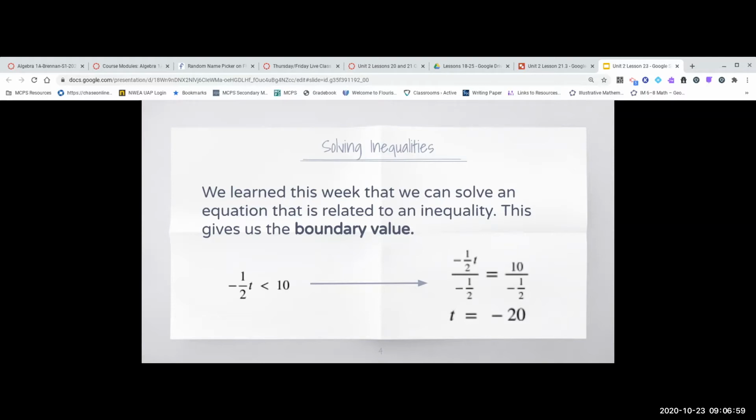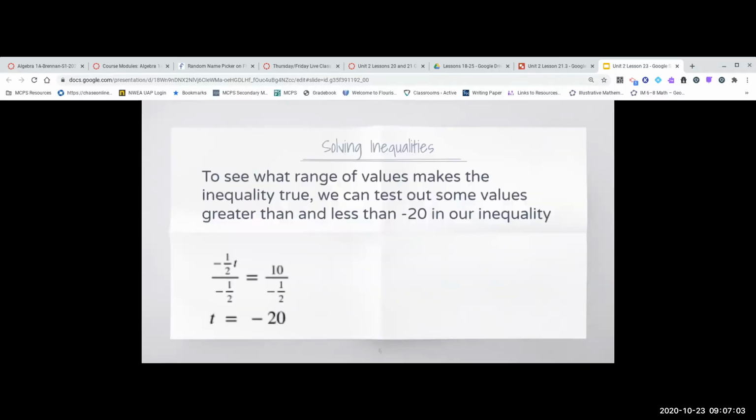So then what we did, we looked at that test-it-out strategy, right? To see what the range of values is that makes the inequality true, we decided we're going to test out some values that were greater than or less than -20. So here's me choosing -6. That's bigger than -20, right? So I evaluate with -6. I see that -1/2 times -6 is 3, and 3 is less than 10.